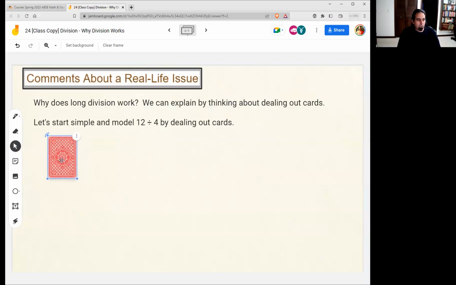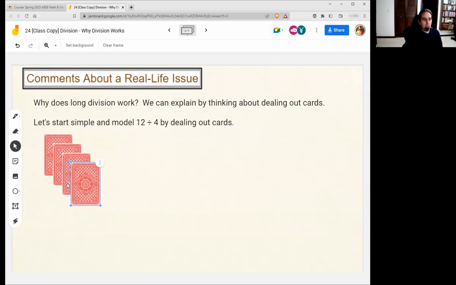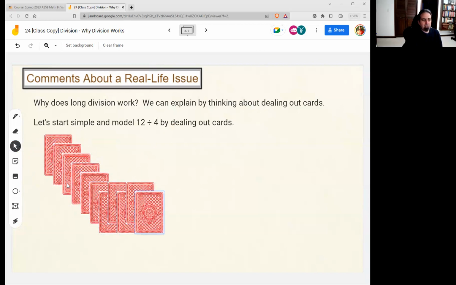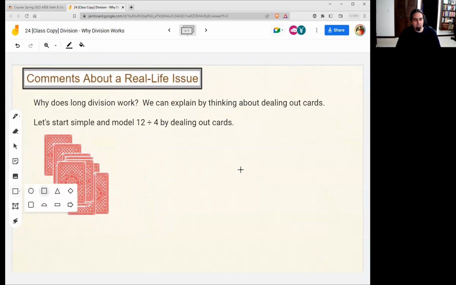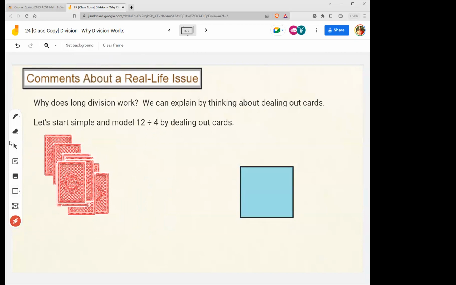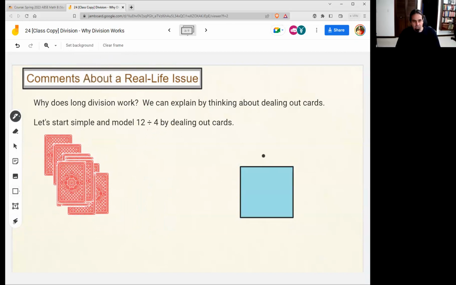So I have a card. Let's say we have 12 cards in our hand. 1, 2, 3, 4, 5, 6, 7, 8, 9, 10, 11, 12. So I have all of these in my hand, and I want to divide them up among 4 people. So let's get a table, and there's 4 people sitting at this table. And each person is going to get some cards.